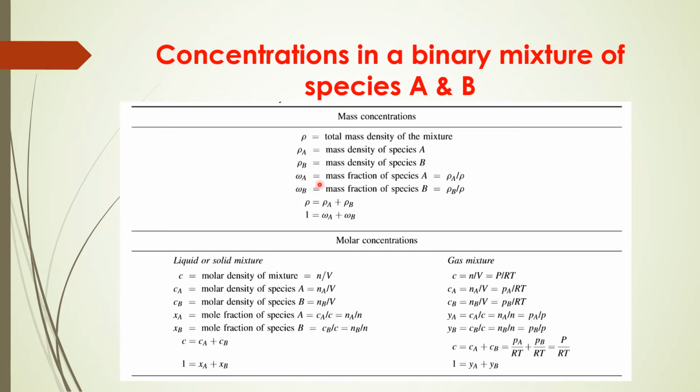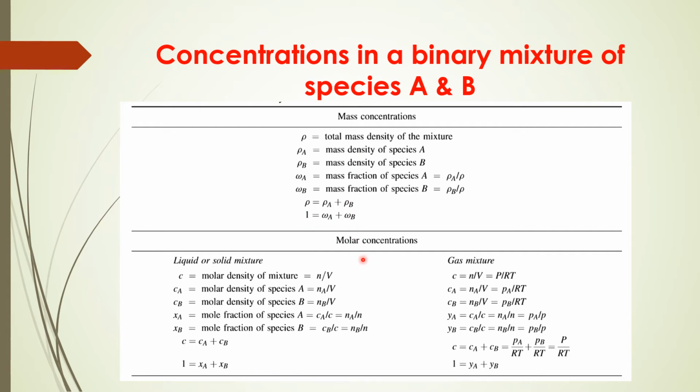Okay, now we will summarize the concentrations in a binary mixture of species A and B. So the mass concentration, rho, is the total mass density of mixture, rho A is mass density of species A, rho B is mass density of species B, and Wa is mass fraction, which is rho A by rho. Wb is mass fraction of species B, which is rho B by rho. So now since it is a binary mixture, only two species A and B are there. So rho, the mass density of mixture, is equal to rho A plus rho B. So the mass fractions Wa plus Wb is equal to 1.